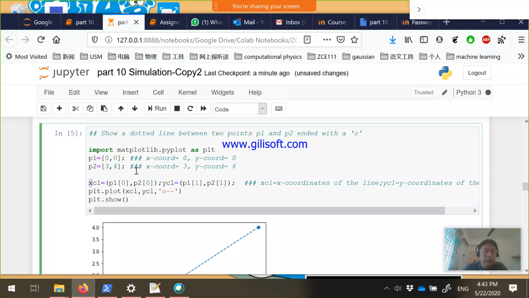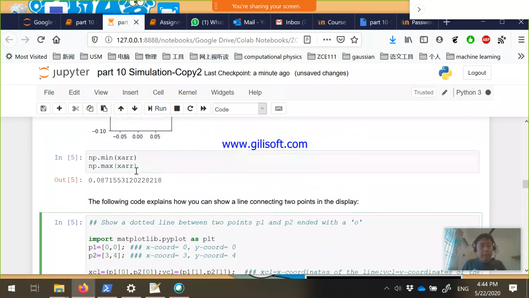Well, it's like this. You collect the x coordinates of both points into XCL. Then you collect the y coordinates of both points into another variable called YCL. So YCL is the set of the y coordinates of these 2 points P1, P2, and XCL is the set containing the 2 x coordinates of P1, P2. Then you just plot XCL, YCL. I think CL here stands for collections or something like that. I'll just give it a name.